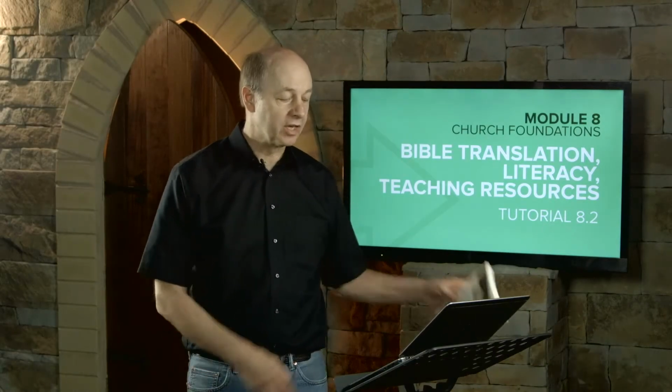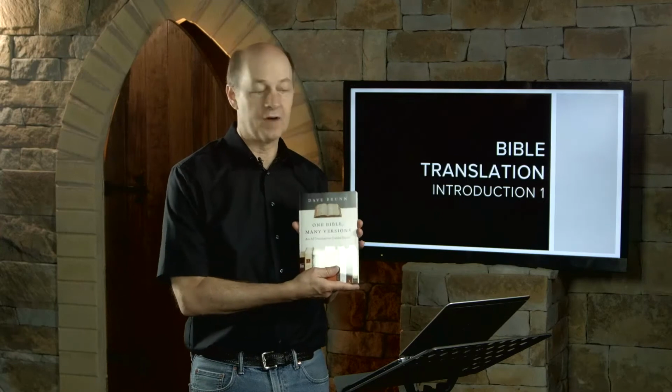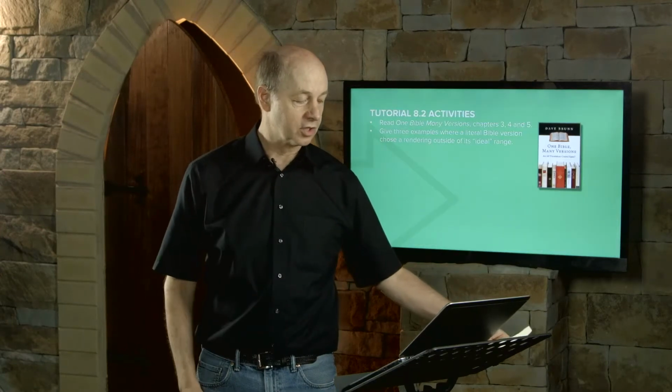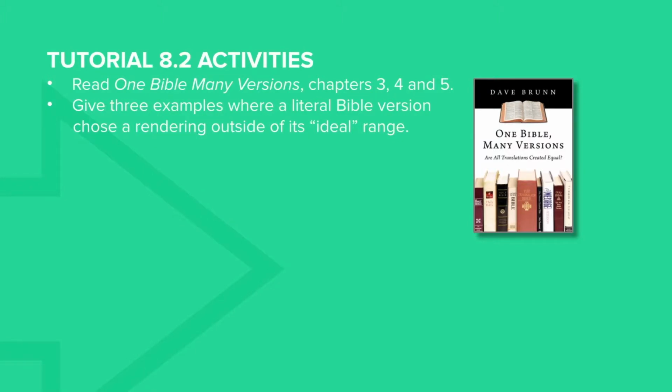In this second tutorial in Module 8, you will be reading chapters 3, 4, and 5 in One Bible, Many Versions. Chapter 3 talks about the ideal versus the real. So one of the assignments that I want you to do for this tutorial is give 3 examples where a literal Bible translation chose to use a rendering that is outside of their ideal range. And as you read chapter 3, you'll understand just what that means.